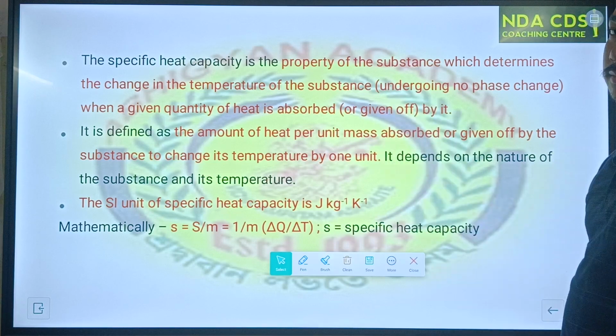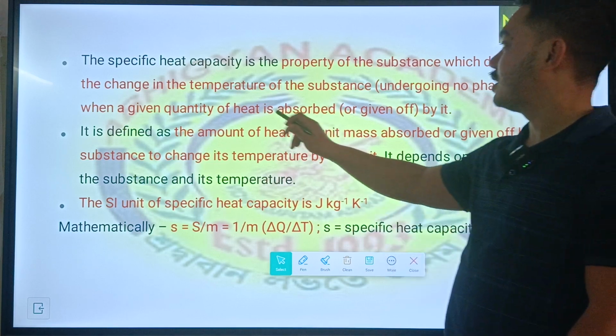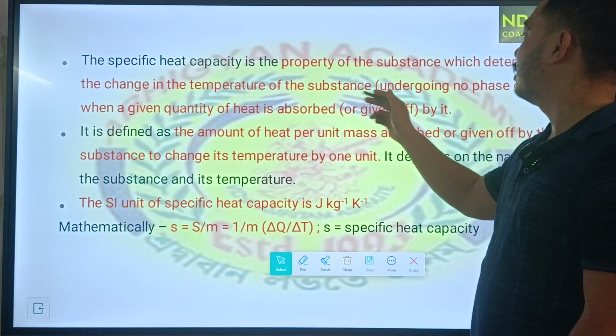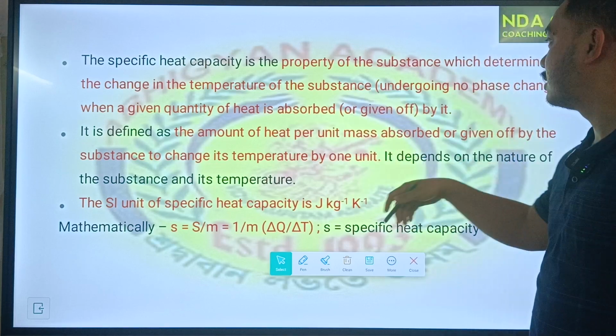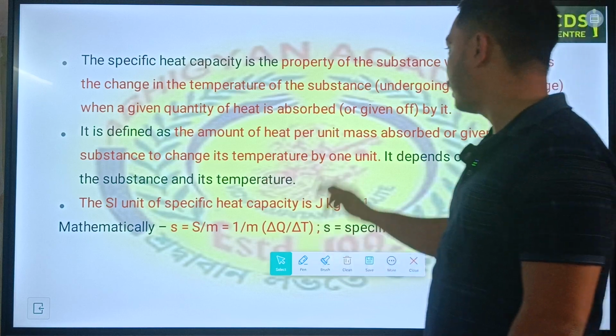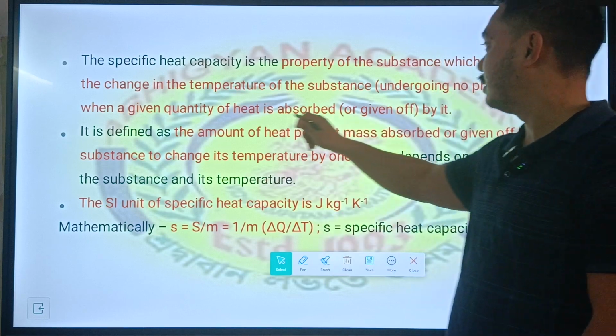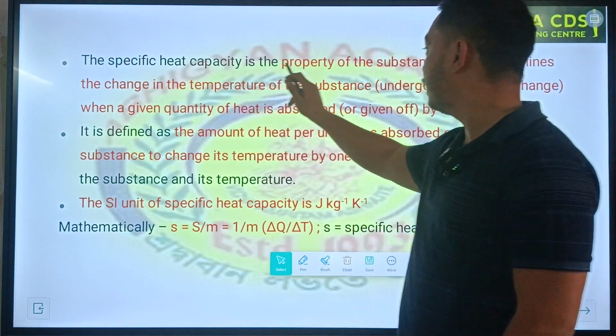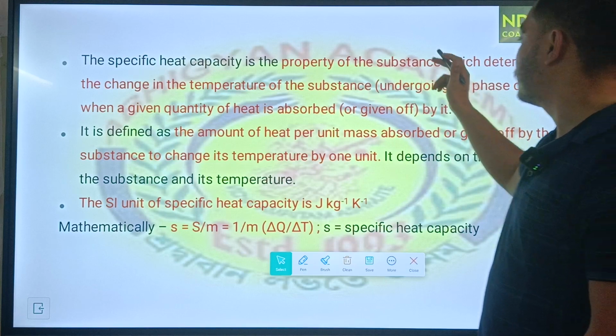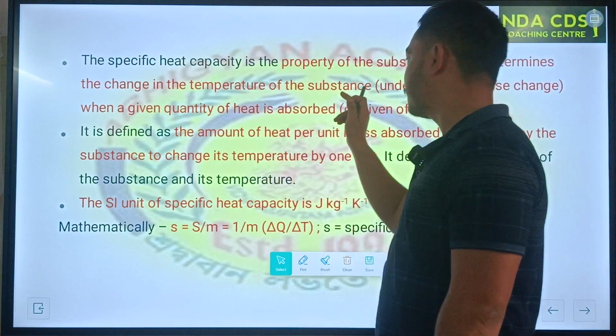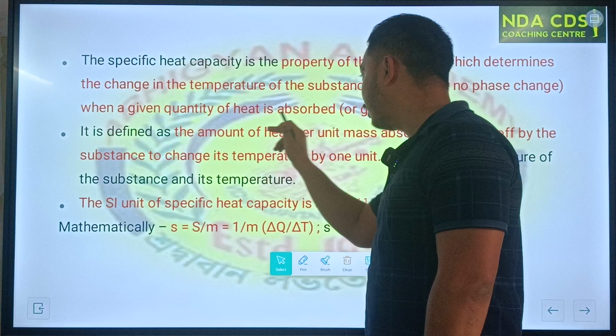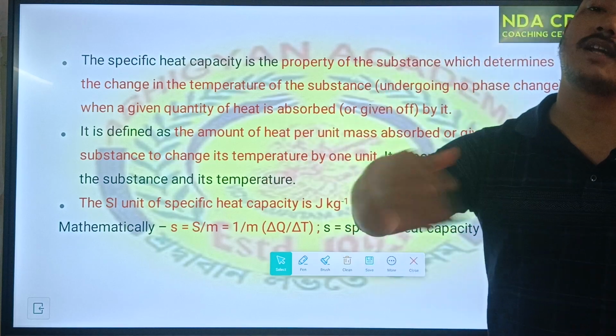Specific heat capacity is the property of a substance which determines the change in temperature of the substance undergoing no phase change. I'll come to this one. For now, just read that. It's a property of a substance which determines the change in temperature of the substance when a given quantity of heat is absorbed or rejected by it.